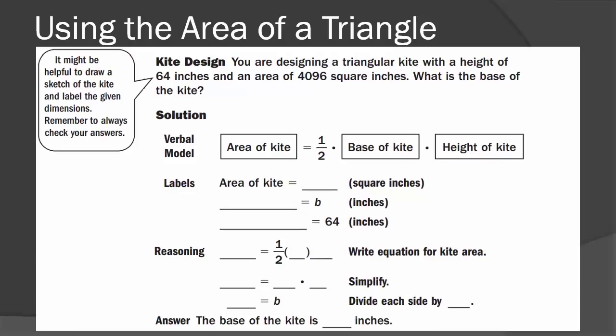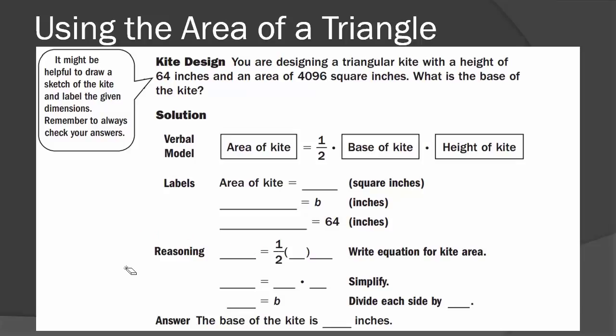Let's put that problem-solving plan into action. In example number 4, we are asked to find the area of a triangle. So we are given a kite design. You are designing a triangular kite with a height of 64 inches and an area of 496 square inches. What is the base of the kite? The hint over here is that it might be helpful to draw a sketch of a kite and label the given dimensions. Remember to always check your answer.